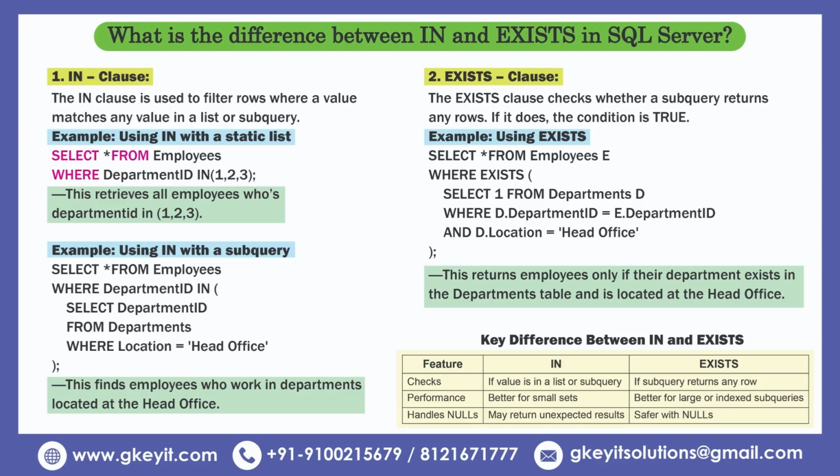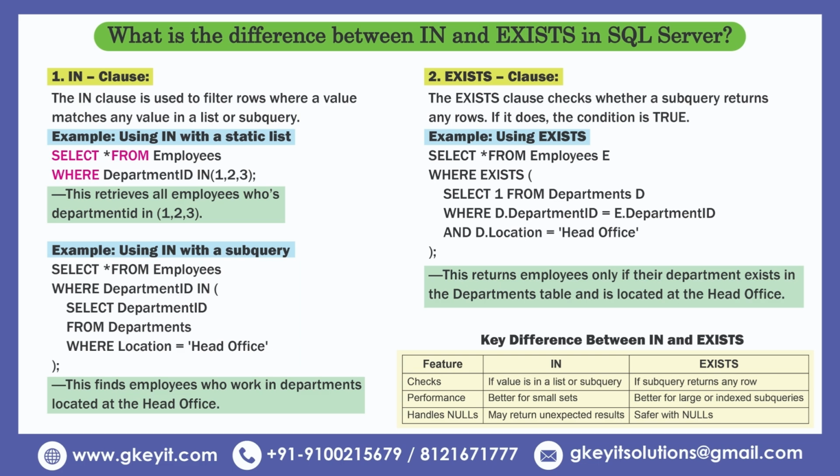For example, using IN with a static list, we have a query: select star from employees where department ID in 1, 2, 3. This retrieves all employees whose department ID is 1, 2, or 3. In this way, it will just search in the list and it will provide you the output.